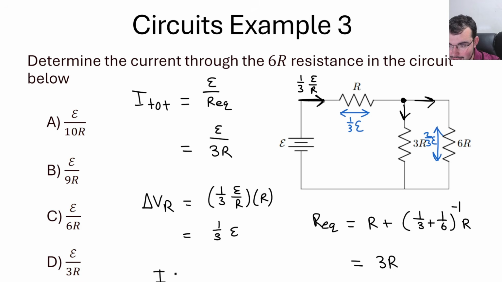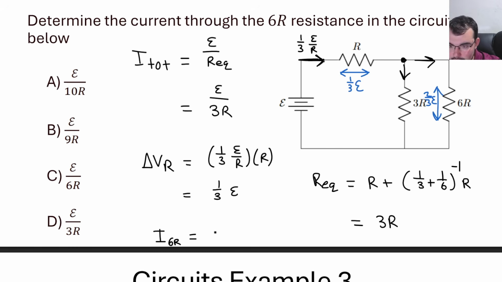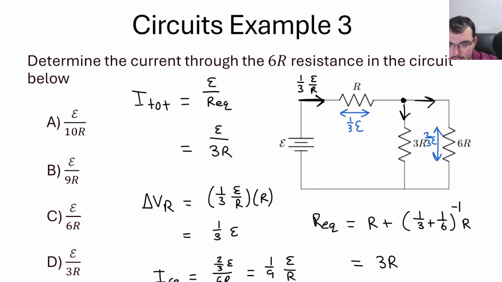So that means my I through the 6R is just going to be the voltage drop across the 6R, which is 2/3 of the battery EMF, divided by its resistance, 6R. So 2/3 divided by 6, that's 2/18, which is 1/9. Is that an answer choice? Absolutely it is. So that's a pretty standard couple-step circuit analysis.